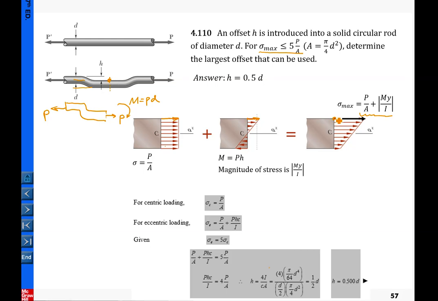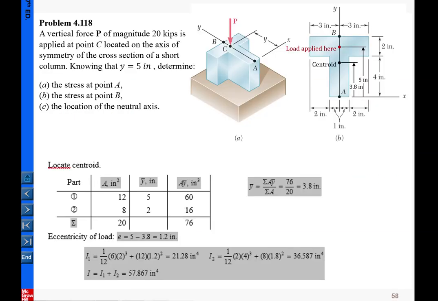So in that cross section it happened at this point, and correspondingly it happened here. So this one is asking for less than or equal to 5 times P over A. That's per the requirement of the problem statement. So from here you can solve for the magnitude of D. For this case, M equals P times H. So under this case, you can solve for H. H is less than or equal to 0.5 times D. So that is this simple example.